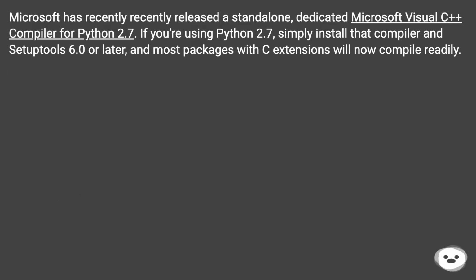Microsoft has recently released a standalone, dedicated Microsoft Visual C++ compiler for Python 2.7. If you're using Python 2.7, simply install that compiler and setuptools 6.0 or later, and most packages with C extensions will now compile readily.